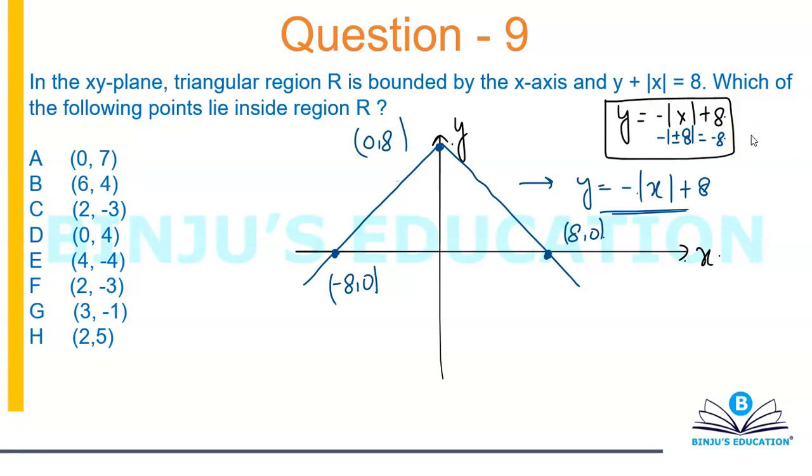Okay, now there's a triangular region which is bounded by the x-axis and this equation. So I can say that my triangular region will be this one. This is my triangular region. This here.